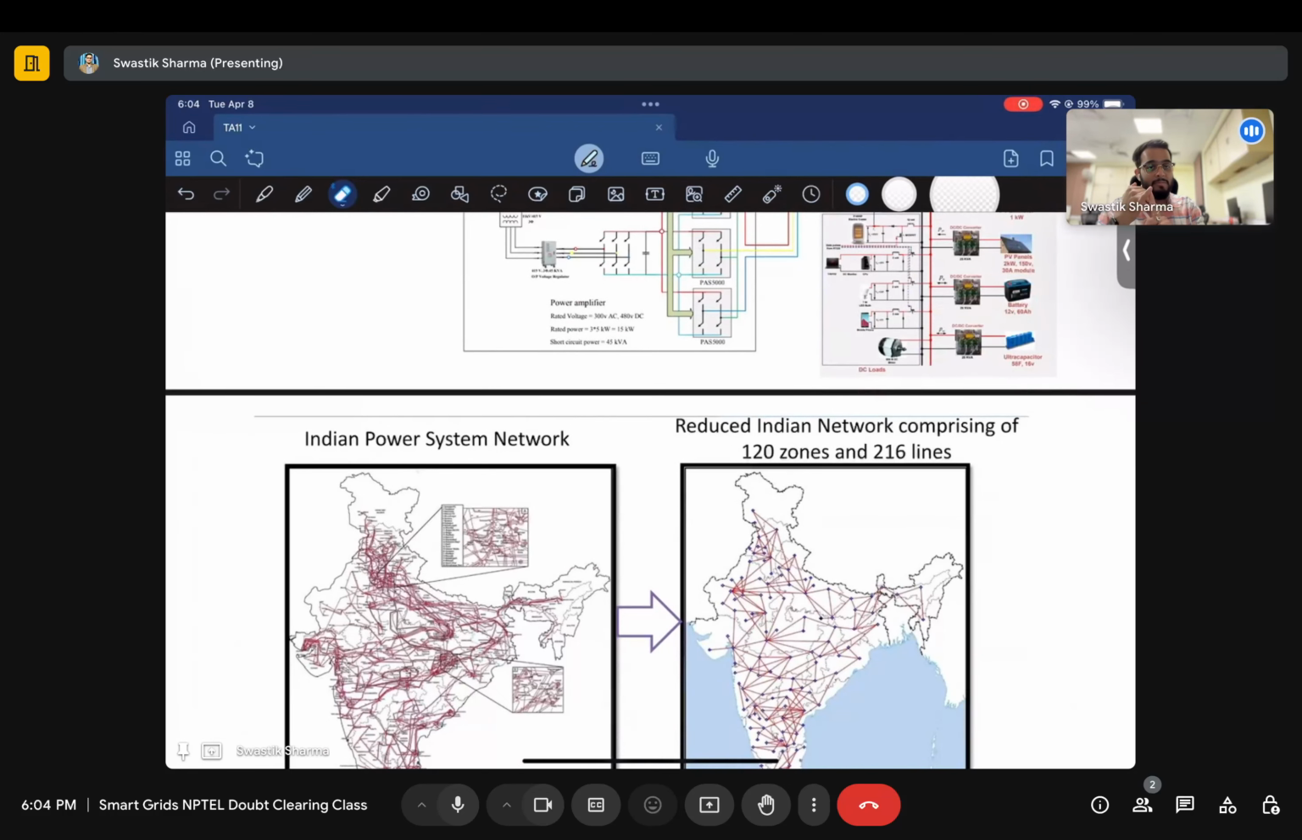Why? Because for each bus, you want to find out the magnitude and the reference voltage angle, right? Sorry, voltage angle for each bus. So that means you have 2 raised to power n variables to find out. 2 raised to power 6034.